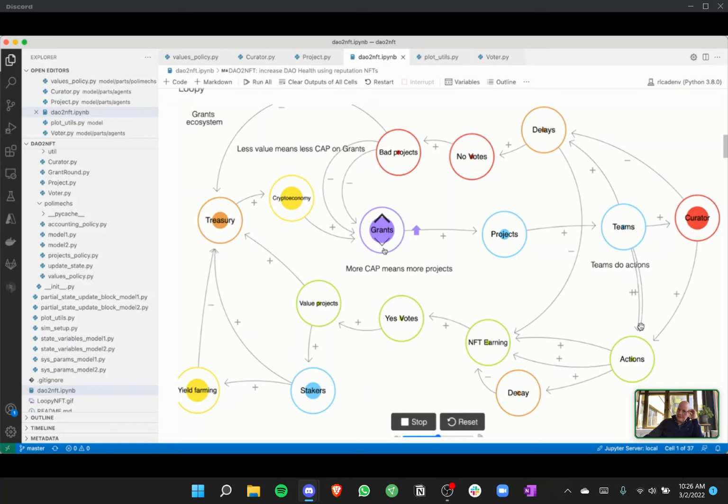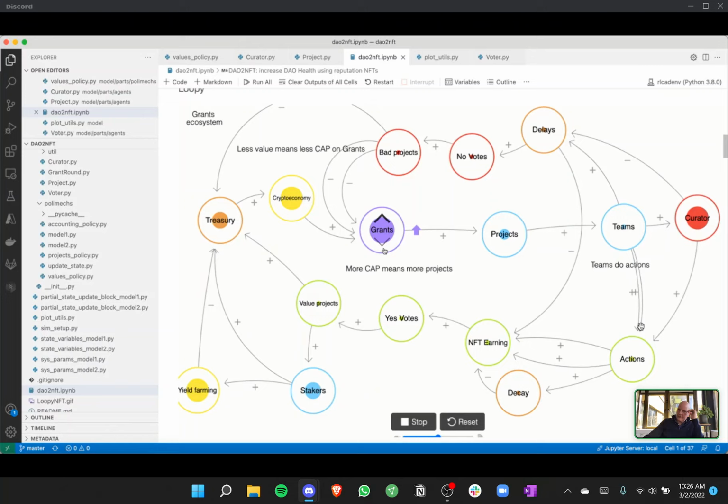And of course, NFTs are signals for other stakeholders in the system, mainly voters, to see that this project or this team member is really delivering value. Otherwise, he wouldn't earn an NFT. So this might be a signal to vote for these kinds of projects or team members participating in these projects. This will increase the yes votes, and more yes votes means more valuable projects, which is a signal to the treasury: hey, we are getting more valuable projects in this DAO.